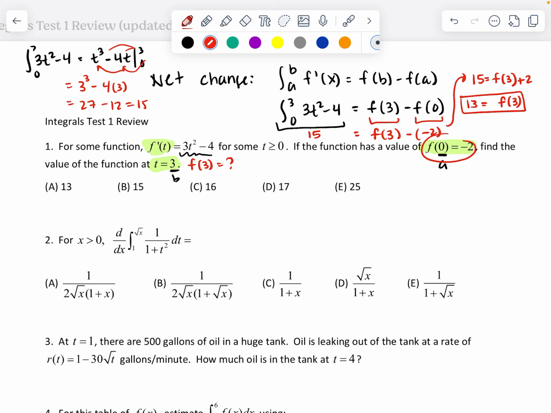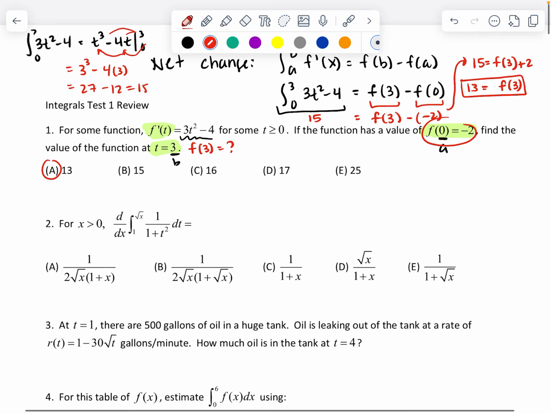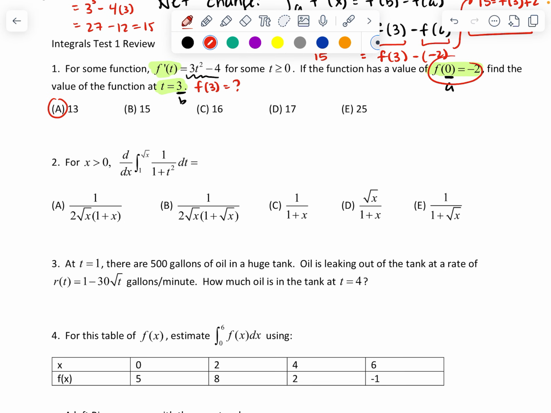All right, so that would give me an answer of A. So you guys look for that. Again, what are the 3 key things for net change? Derivative, initial condition, and you're looking for something else. Okay, now number 2 we actually did in class today, okay?